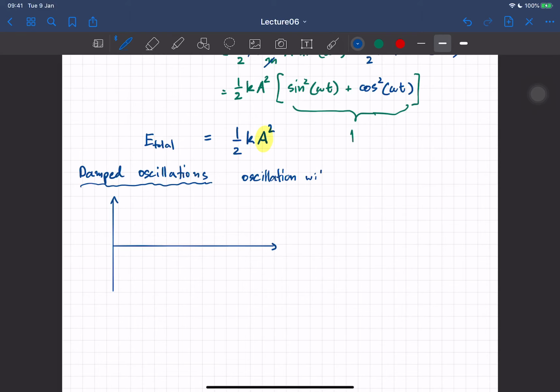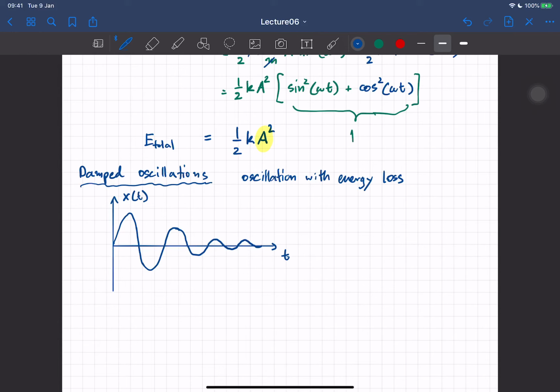So damped oscillation is the oscillation with energy loss. That means the total energy is not going to be always 1/2 kA squared. It's going to get lower and lower, and eventually it's going to stop moving. So when you draw the graph, it kind of looks like a regular sine-ish oscillation in the beginning, but the amplitude is going to get smaller and smaller and smaller like this.